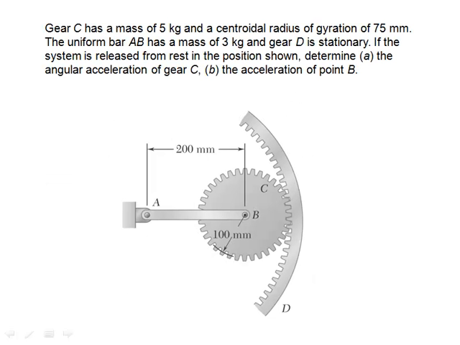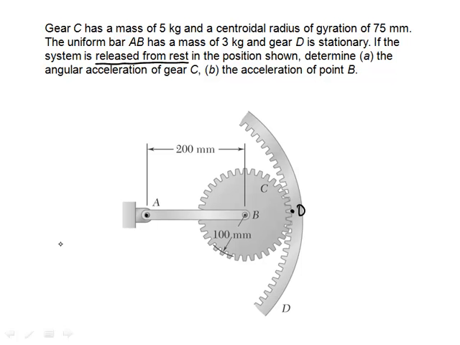Okay, let's take a look at one more example here. I have a gear with a mass of 5 kilograms. That's gear C here, and it's attached to a uniform bar with a mass of 3 kilograms. Gear D is a ring gear, and that's a stationary gear. Now that's important because now I know that there's a point here, and we're going to call that point D, and that's stationary, and of course we already know point A is stationary. The system is released from rest. We want to determine the angular acceleration of gear C and the acceleration of point B.